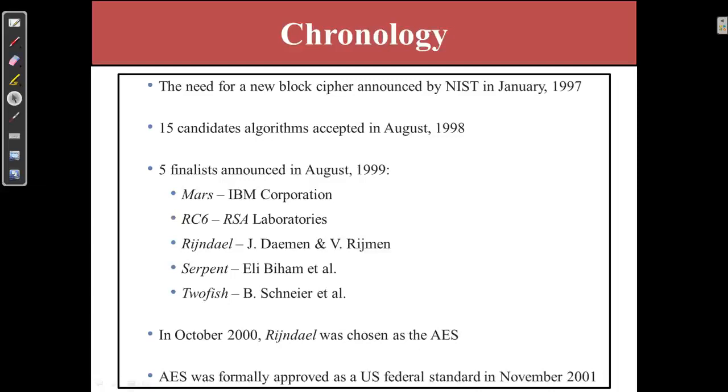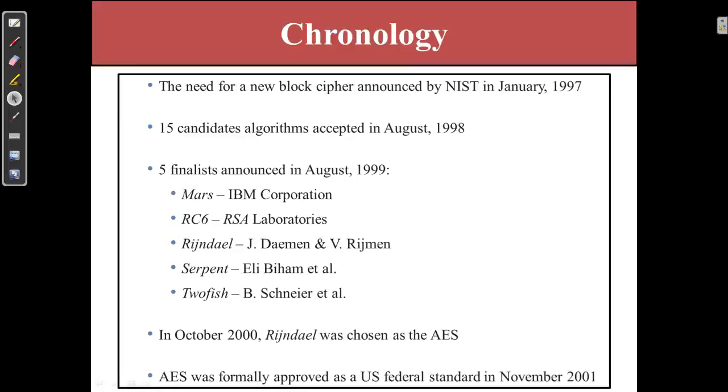The need for a new block cipher was announced by NIST in January 1997. Fifteen candidate algorithms were accepted in August 1998, and there were five finalists announced in August 1999, namely MARS from IBM Corporation, RC6 from RSA Laboratories, Rijndael by J. Daemen and V. Rijmen, Serpent by Anderson et al., and Twofish by B. Schneier et al.